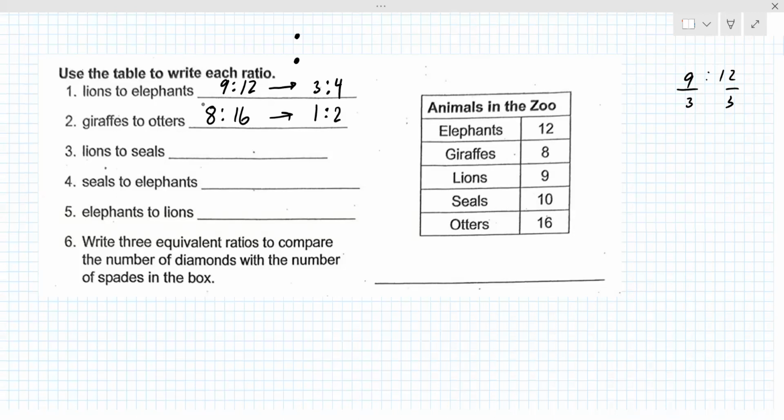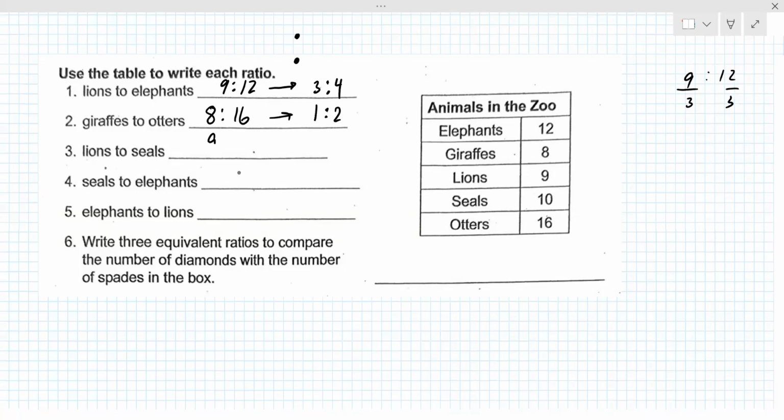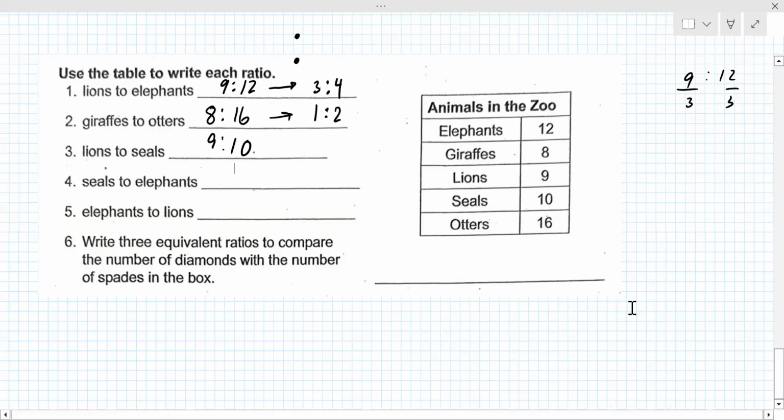Okay, do your lions to seals. Nine to 10. And seals to elephants. 10 to 12. And that can be reduced. So that one, lions to seals, is just 9 to 10, nothing more. I'm doing seals to elephants. Give me seals to elephants whenever you've got it. Yeah, 10 to 12, and then that can be reduced.